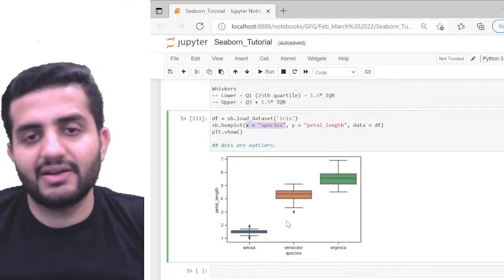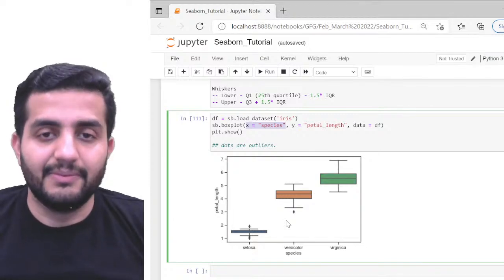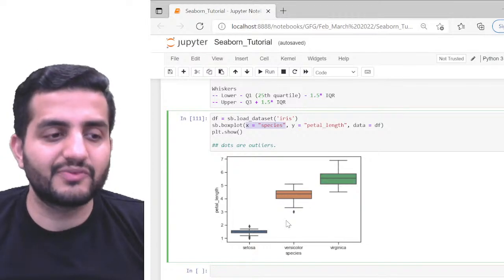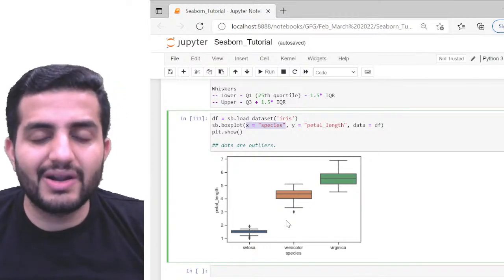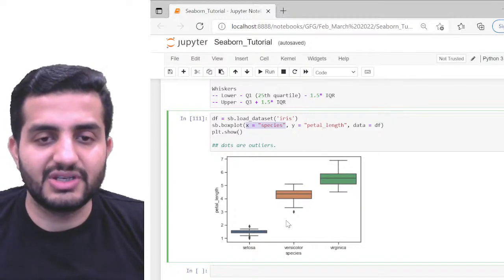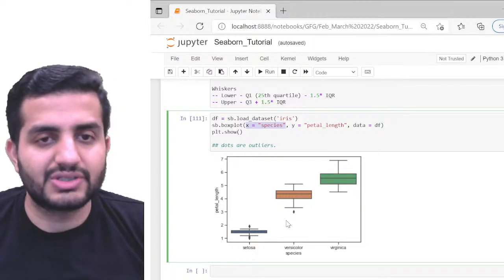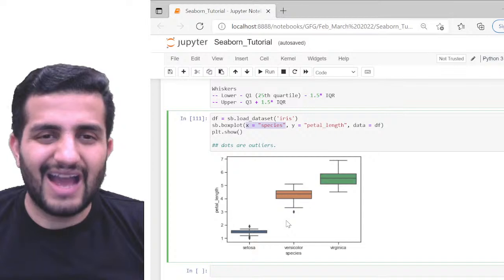So what we are trying to identify here is how the data is distributed per category. I wanted to understand how the distribution of my petal length, which is a numerical column, is, but also how it varies for each of my species. And what are my species? A categorical column. So this is what we are trying to see from the box plot. Make sense?